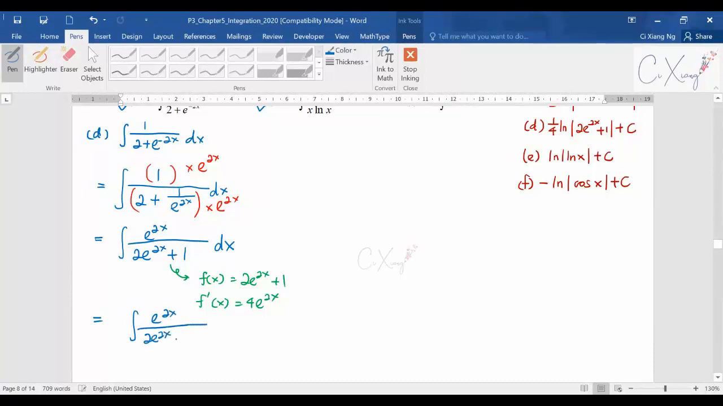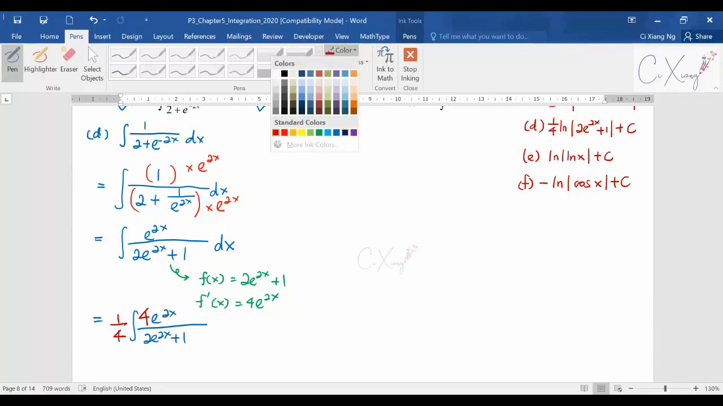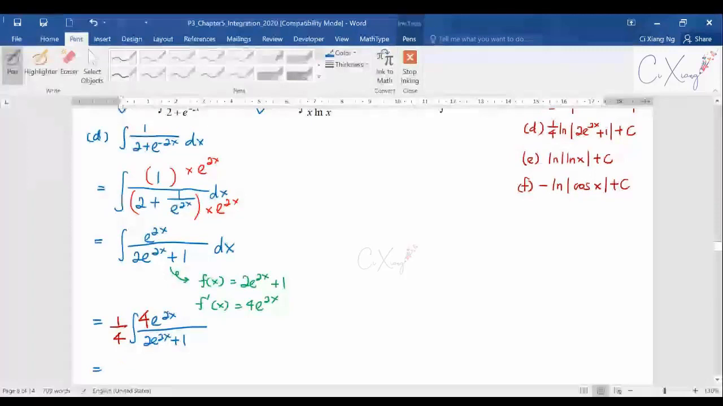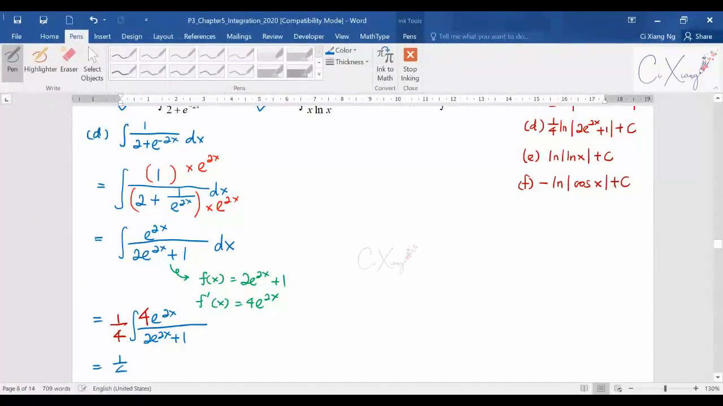Okay, so I'm very clear that I need to multiply in a 4, so that this expression, the fraction itself, becomes f prime x over fx. So the outside one, you need to divide it by 4. All right, so after this adjustment, you can see very clearly that you are having 1 over 4 f prime x over fx. So when you do the integration, you're having 1 over 4 ln of 2e^(2x) plus 1, then plus c. So this is the answer for part D.